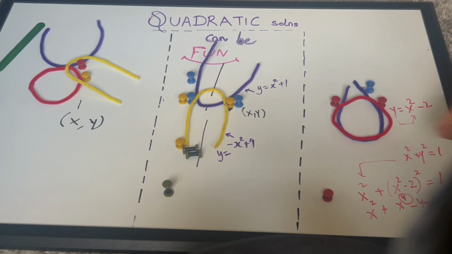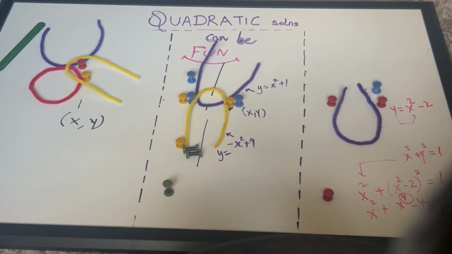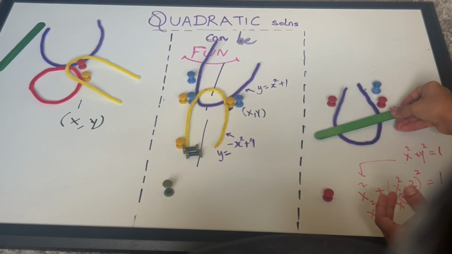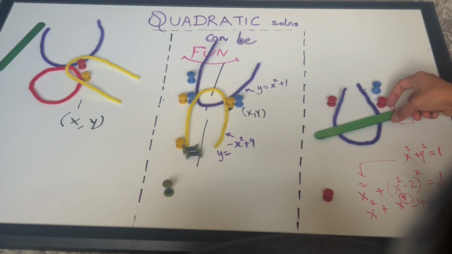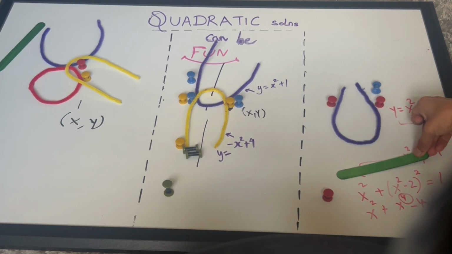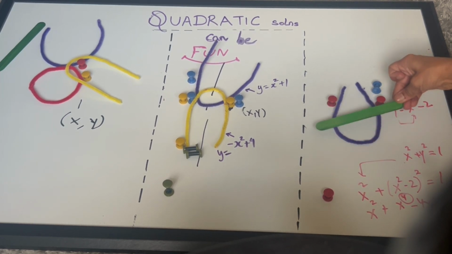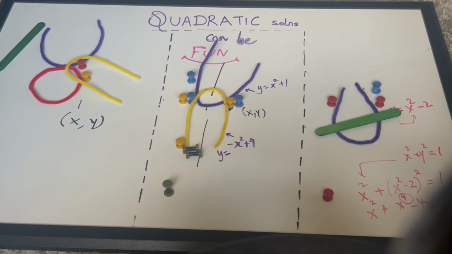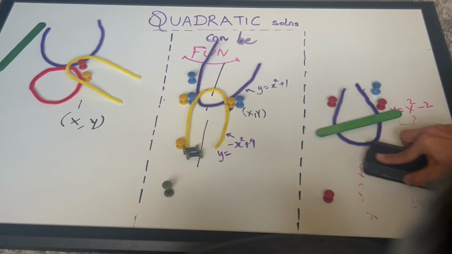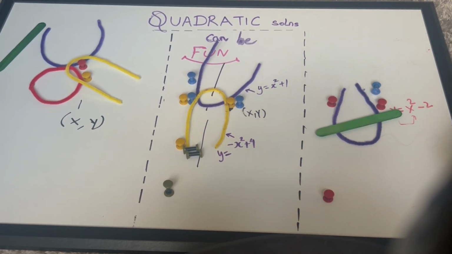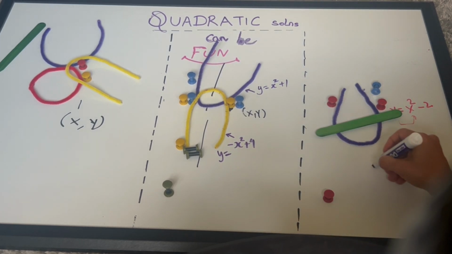Maybe we can cover another one. Let's say I take this off and I keep a line here. Again, so many scenarios, no solution, 1 solution, 2 solutions. Why? Because I'm going to keep the quadratic function the way it is, but I'm going to give the line an equation. Let's say y is equal to x minus 1.